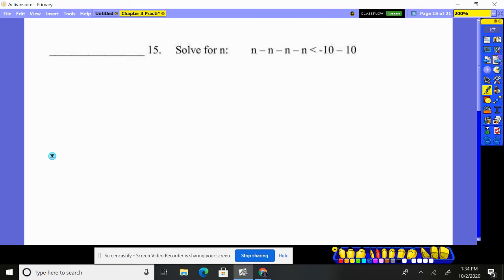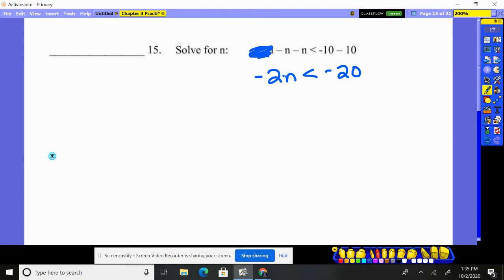All right. Here, n minus n minus n minus n. Well, n minus n is 0, so those go away. Negative n, that's negative 2n. Or negative 1 minus 1 more n makes it negative 2n. Less than negative 10, take away 10 more, negative 20.